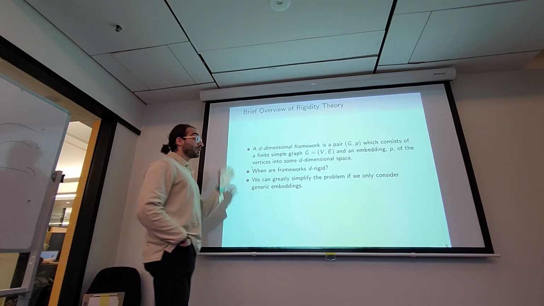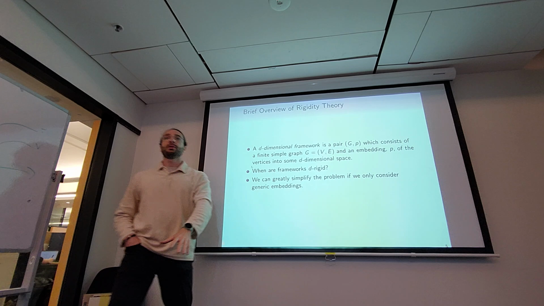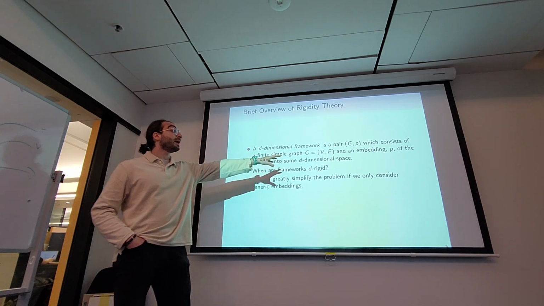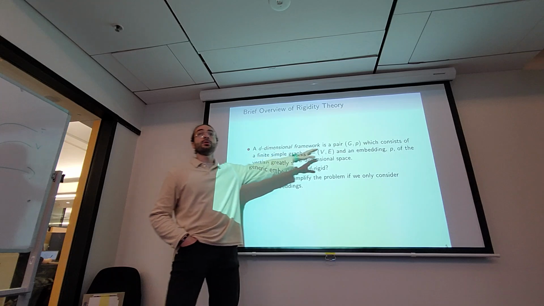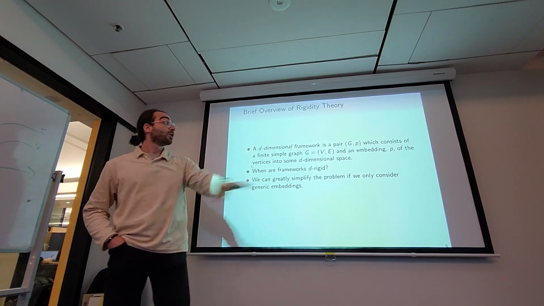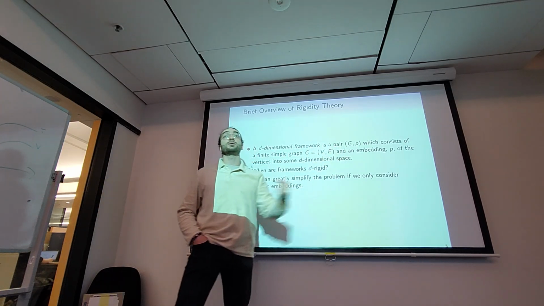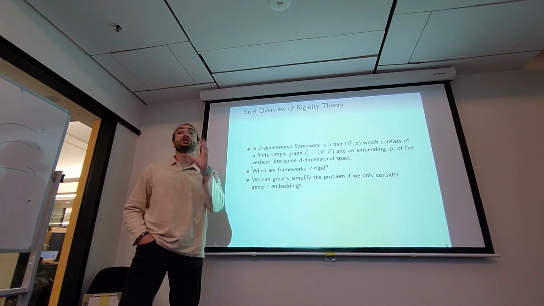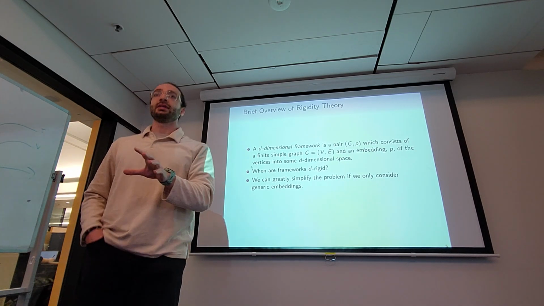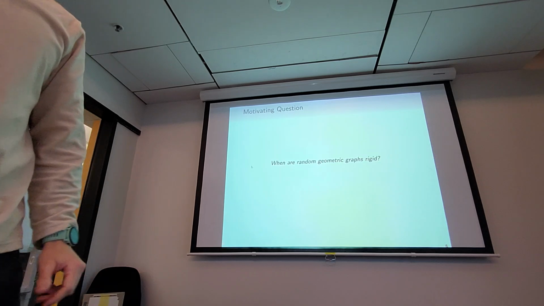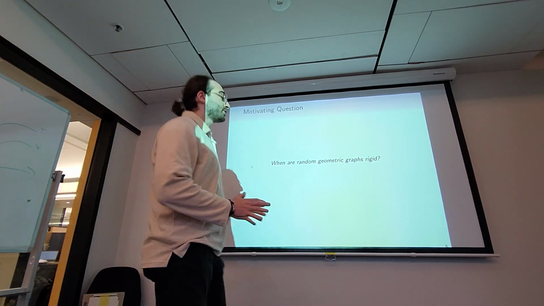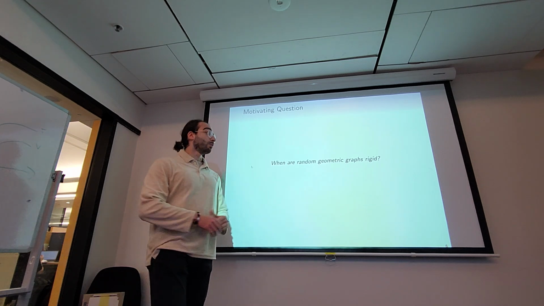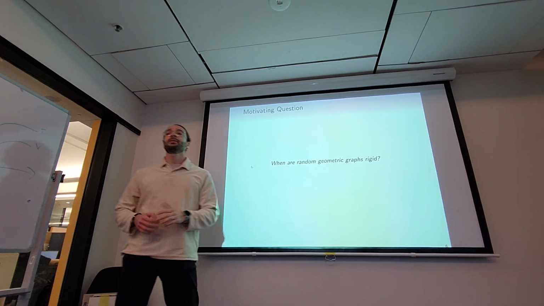But we're going to simplify our problem by looking at generic embeddings, because with generic embeddings we don't actually care about the framework anymore. We just care about the graph itself. So we're not worried about this pair, we're just worried about the graph. It simplifies the problem. Now we can look at our random geometric graph and just focus on its properties, which makes it easier for us. And so our motivating question for the topic is: when are random geometric graphs rigid? This will be what we're trying to explore for this project.